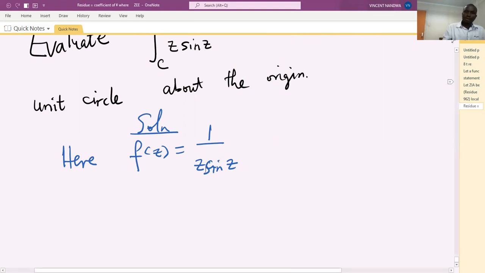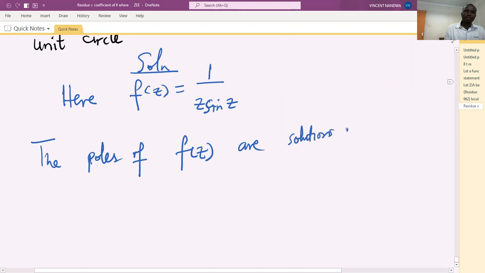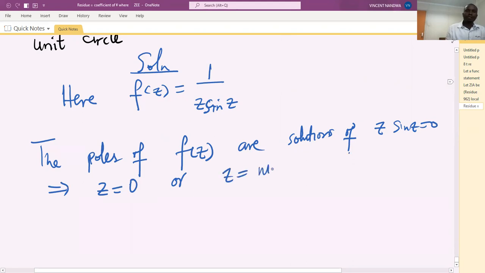So the poles of f of z are solutions of z sine z equals to 0, which implies z equals to 0, or z equals to n pi, n equals to 0, plus or minus 1, plus or minus 2, plus or minus 3, etc.